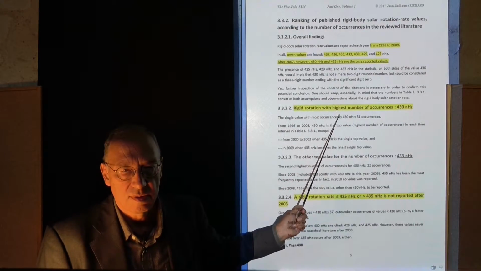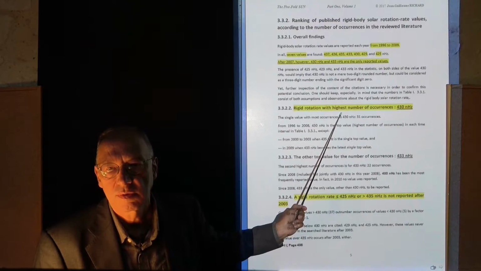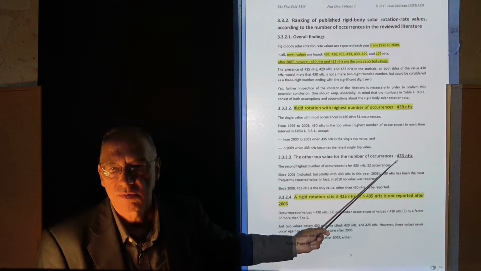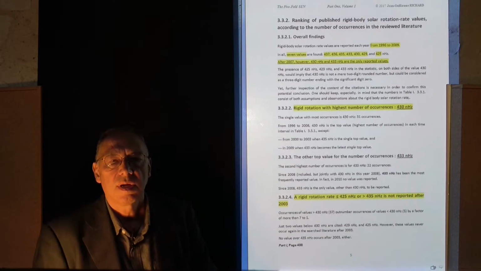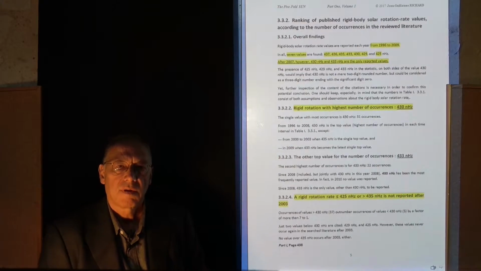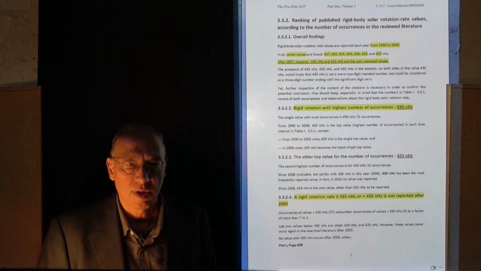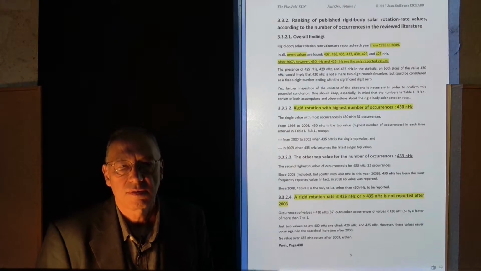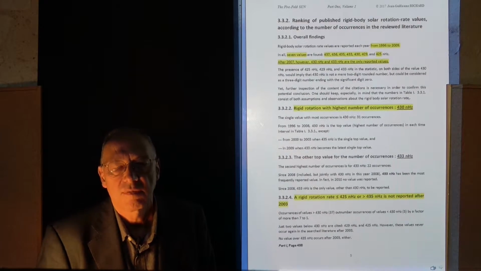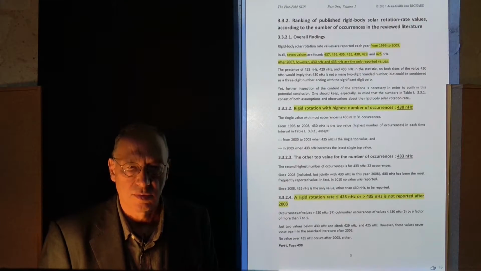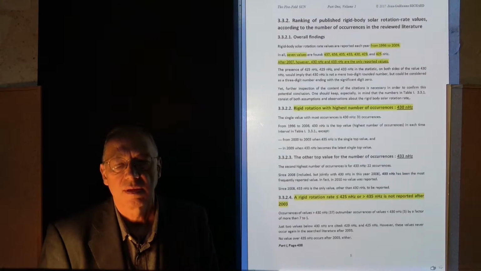Overall, the value which is reported most frequently is 430 nanohertz, and the second one is 433. We see, however, that the value 433 is reported mostly in papers that are somehow speculative, whereas 430 seems to stem from investigations that are based on actual measurements or at least attempted such measurements.